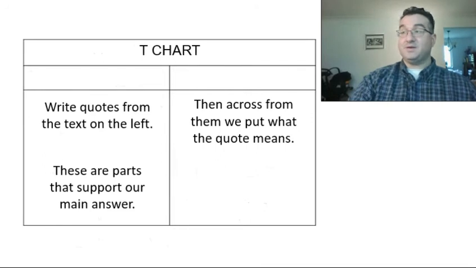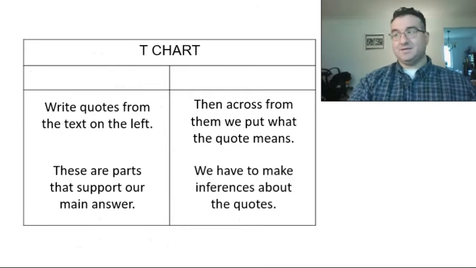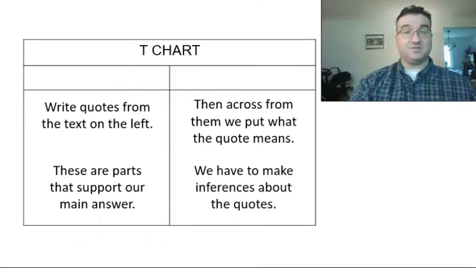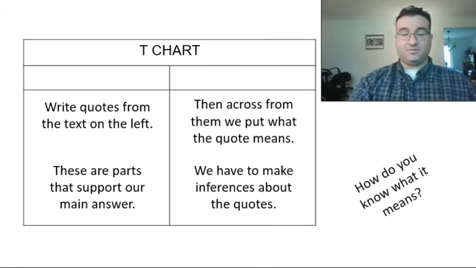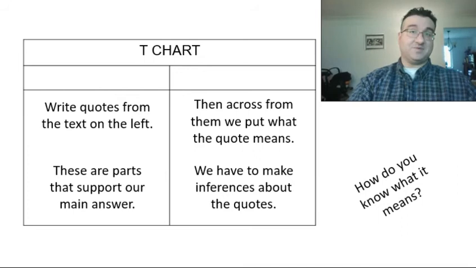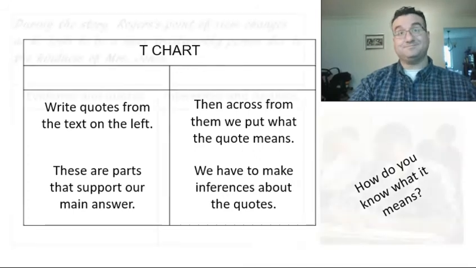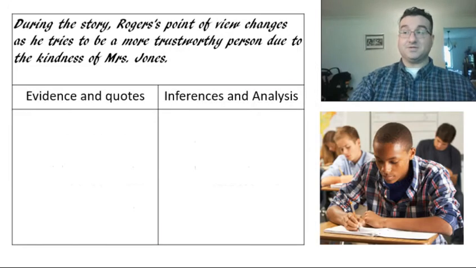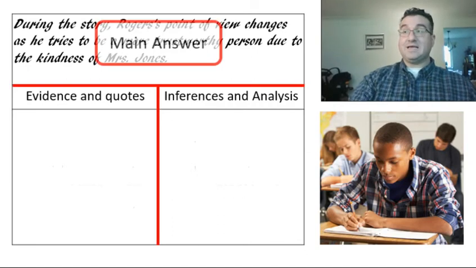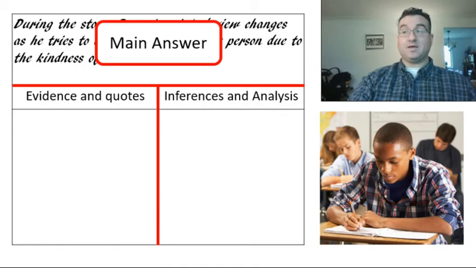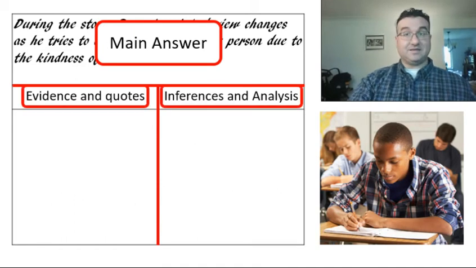Then across from them, we put what the quote means. We have to make inferences about the quotes. If you're saying, how do you know what it means? Looking up inferences is something that happens in another video. So there's our main answer. We can see the T part of the T-chart. We have our main answer up top, and we can work on putting the evidence on the left and the inferences on the right. And this will form the basis for the rough draft of our essay.